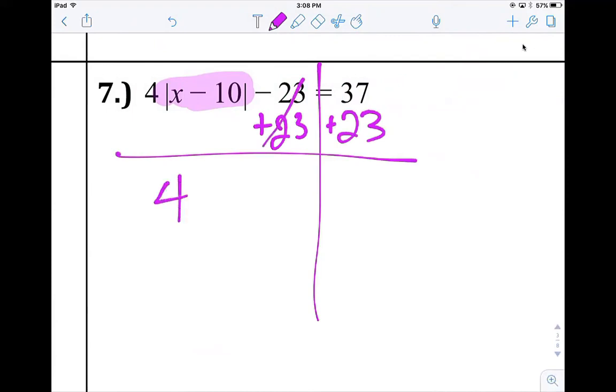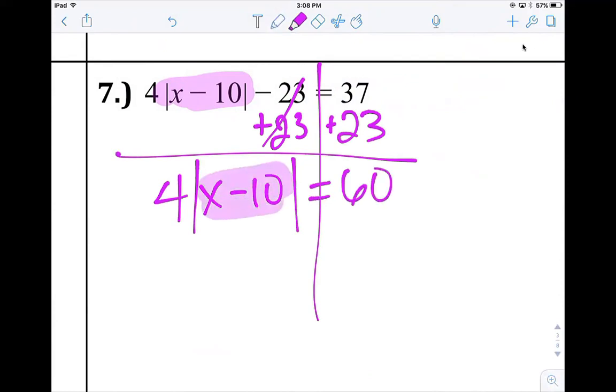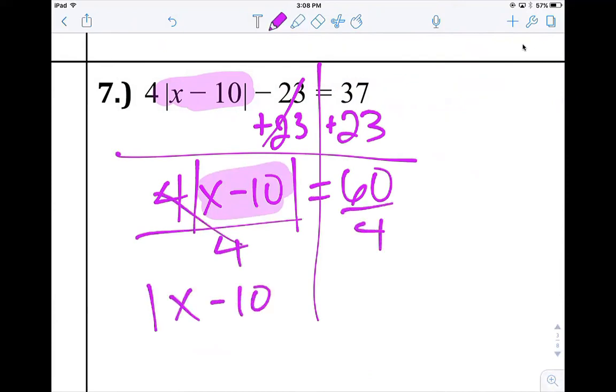So we have our 4, we have absolute value of x minus 10 now equals 60. Still need to get that absolute value of x minus 10 alone. So we're going to divide by 4 on both sides. So absolute value of x minus 10 now equals 15.